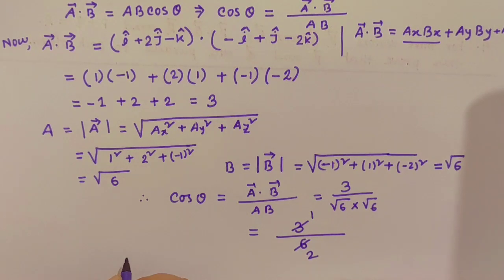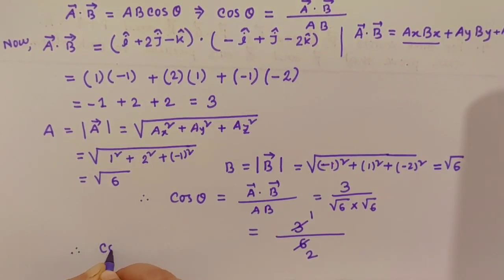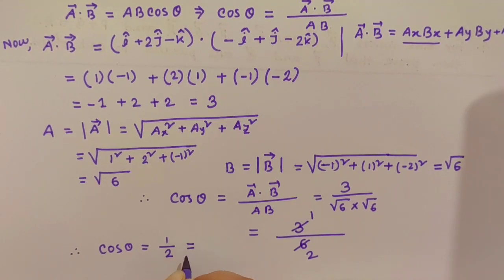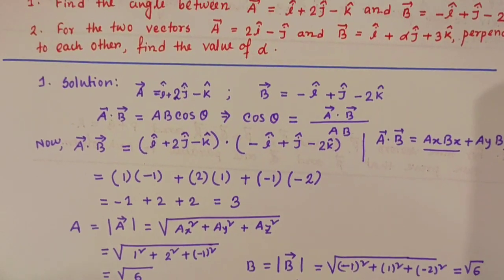So hence cos theta is equal to half. What is the value of cos 60 degree? Cos 60 degree is equal to half. So in place of half we can write cos 60 degree. So if cos theta is equal to cos 60 degree, then what is the value of theta? Theta is equal to 60 degree. So this is our answer for question number 1.